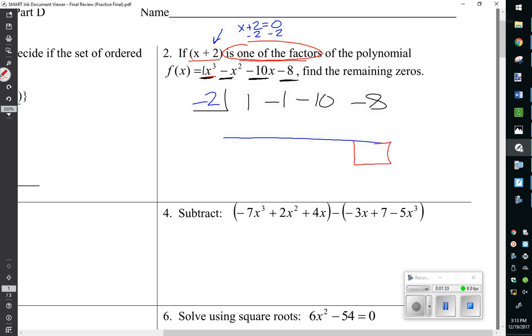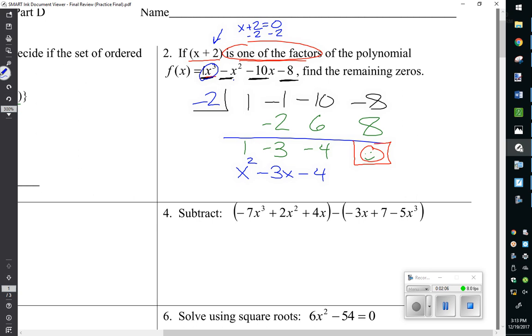I know that it is one of the factors, so I know in the end here I am going to get 0. Let's find out by doing synthetic division. Drop the 1, multiply, add, multiply, add, multiply, add. I get 0. Since I got 0, that means it did work like it was supposed to. It was an x cubed polynomial, so this 1 right here means x squared. I'm doing 1 less than that, so now it's x squared minus 3x minus 4.